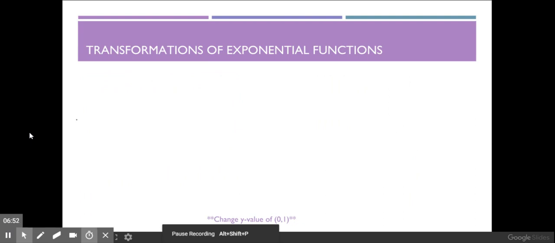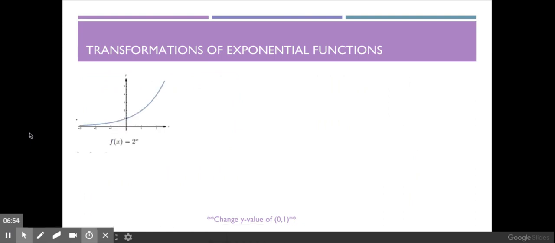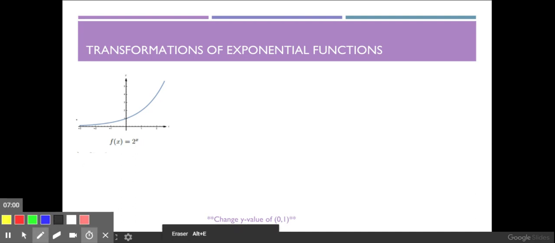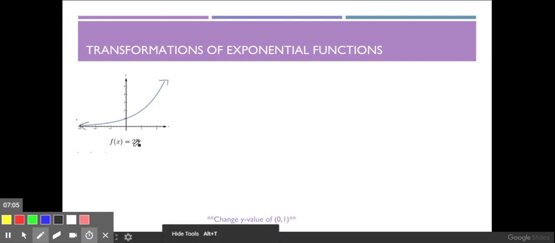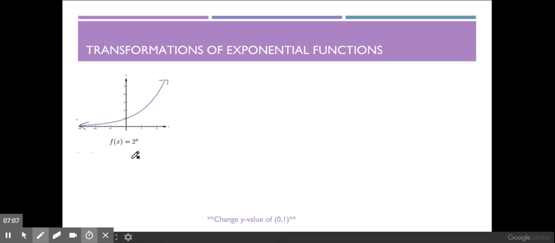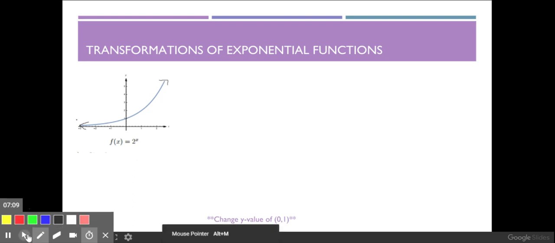The last thing we're going to look at is transformations of these functions. Let's use f of x equals 2 to the x as our function. This is normally the function you see. I'm just going to add on these arrows because it goes on forever. We're not going to use the base of 1 because 1 to any power is just 1, which is not an exponential function.